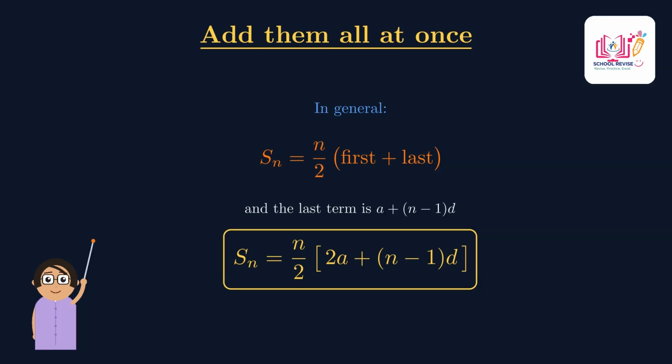Write the last term as A plus (n minus 1) times D. And you get the full formula. n over 2 times (2A plus (n minus 1) times D). That is how Gauss added 100 numbers in seconds. 50 pairs, each worth 101. 5,050. And now, so can you?